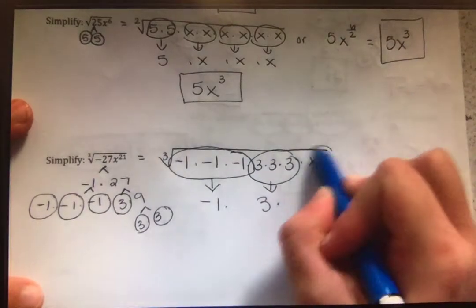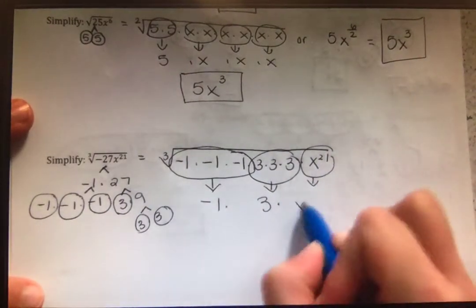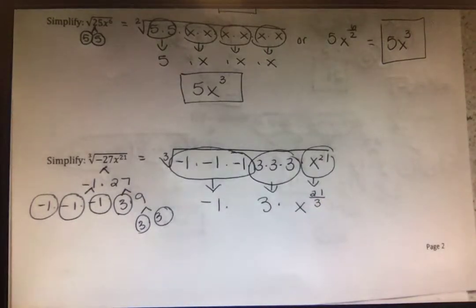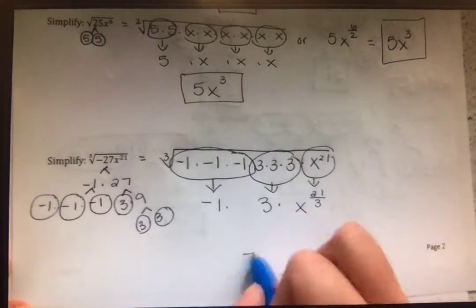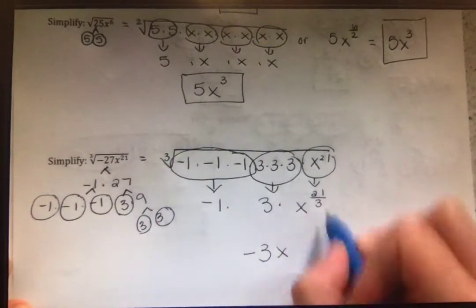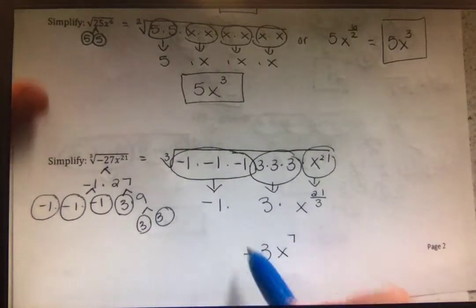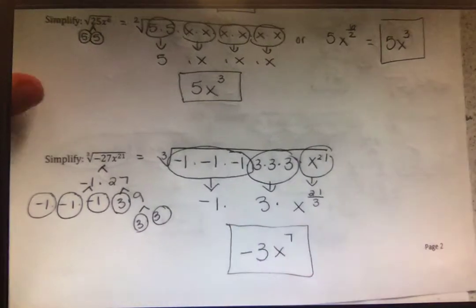We know if we're taking out groups of three, if we have 21 x's, we have x to the 21st divided by 3, and that will tell us how many groups of three are coming out. So negative 1 times 3 is negative 3. X to the 21 divided by 3 will tell us 7. So if we had 21 x's written out or taking out groups of three, that means 7 groups are coming out. Boom, final answer.